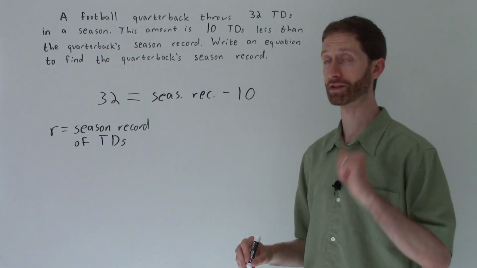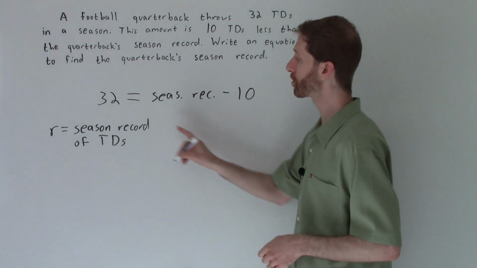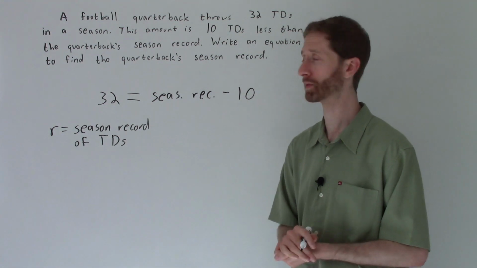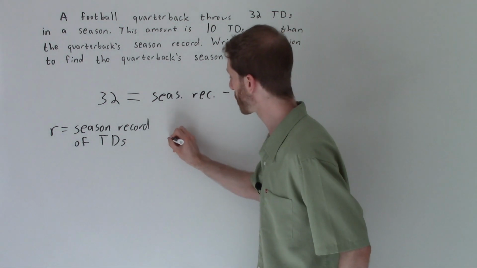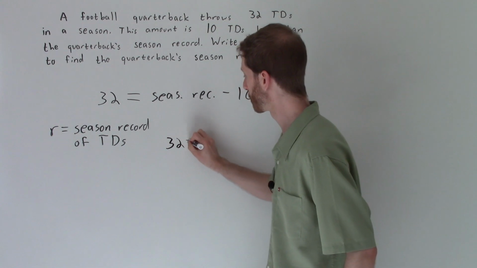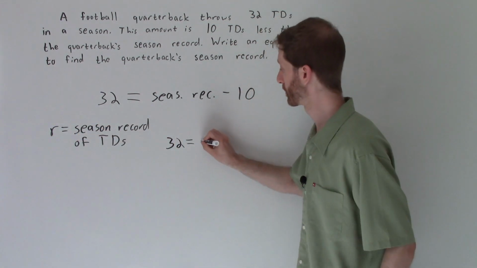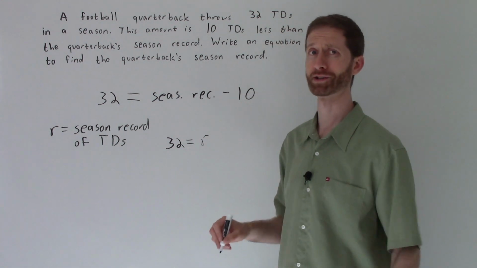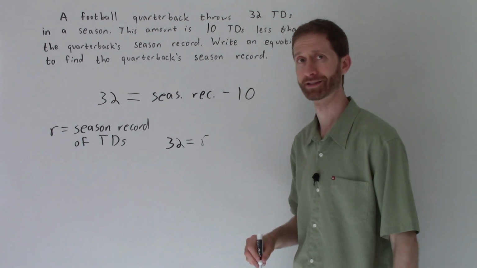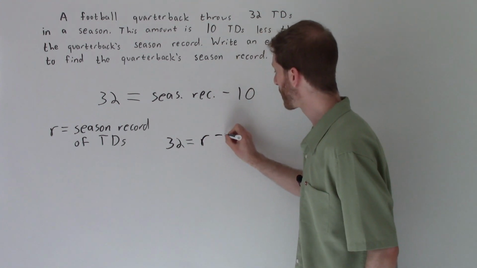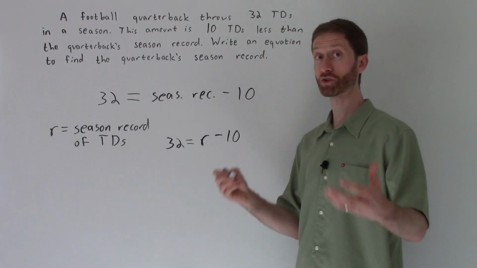Very important that we have a definition so we know what it means. And I'm going to replace that variable for season record just to make it a little bit more simple to solve. So my final equation that I'm going to be solving is 32 is equal to the seasonal record, which we're calling R. One of a pirate's favorite letters, of course, right? R. Okay, it's a terrible joke. All right, so we've got R minus 10. So now we've got the translation.